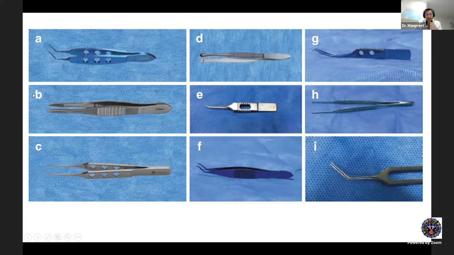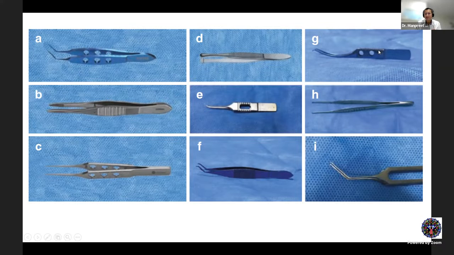The tip of instrument B, for Bombay, is having serrations. The instrument of figure E is having the shaft curved. Okay, this is a clip. Okay, this is a tying forceps, Castroviejo's. The F is, I think, the Stoor's superior rectus holding forceps. You describe it in the same way, okay, what we have emphasized upon.